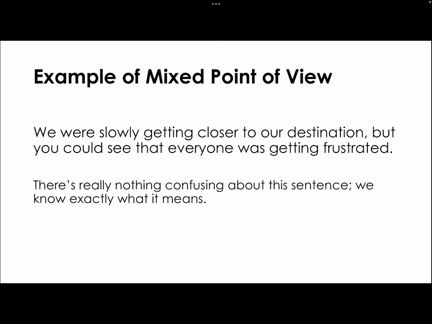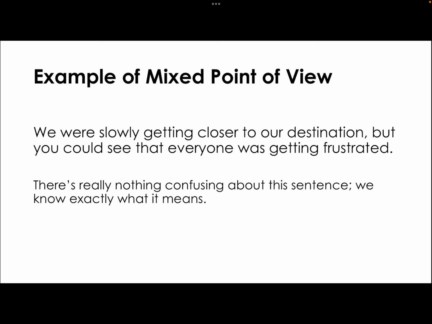This is a typical example of mixed point of view. So as I said before, the point of view is a view where the writer or readers are looking from in the sentence or writing. So let's look at this. The sentence is, we were slowly getting closer to our destination, but you could see that everyone was getting frustrated. So here, it's confusing. Who's looking at what? Because there are multiple pronouns used and we are not sure which one is referring to what, right? So we don't know how to understand the sentence.